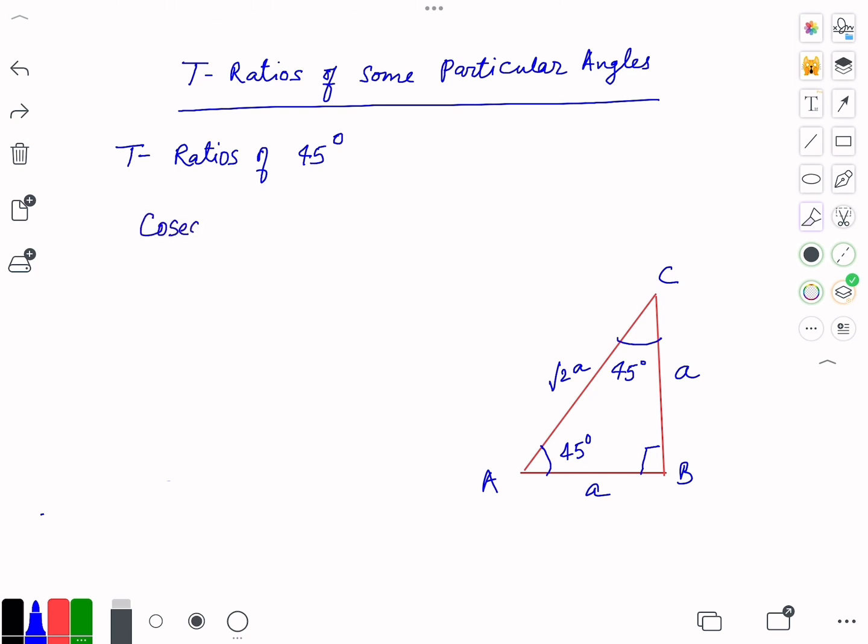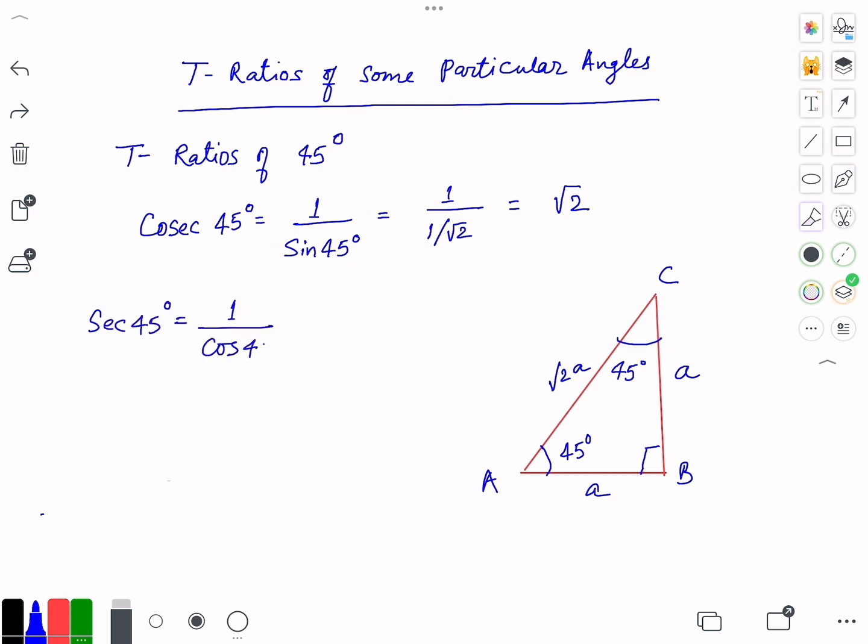Now we already know that cosec theta is equal to 1 by sin theta. Hence cosec 45 degree is equal to 1 by sin 45 degree. That means 1 by 1 by root 2, which is equal to root 2. Similarly, sec 45 degree is equal to 1 by cos 45 degree, which is again equal to root 2, and cot 45 degree is equal to 1 by tan 45 degree, which is equal to 1.